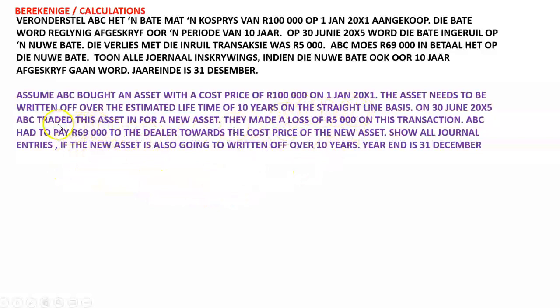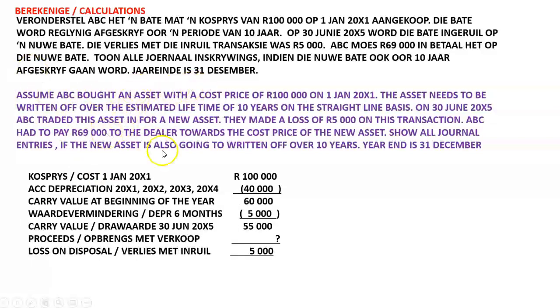On 30 June 25, ABC traded this asset in for a new asset. They made a loss of 5,000 Rand on the transaction. ABC had to pay 69,000 Rand to the dealer towards the cost price of the new asset. Show all journal entries if the new asset is also going to be written off over 10 years. The year end is 31 December, and let's assume a VAT rate of 15% and that ABC is also a VAT vendor. So quickly, let's do the calculation then.